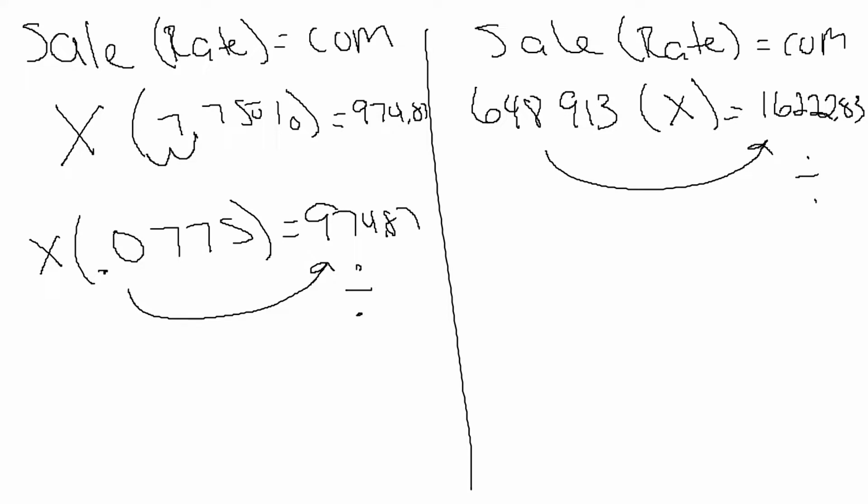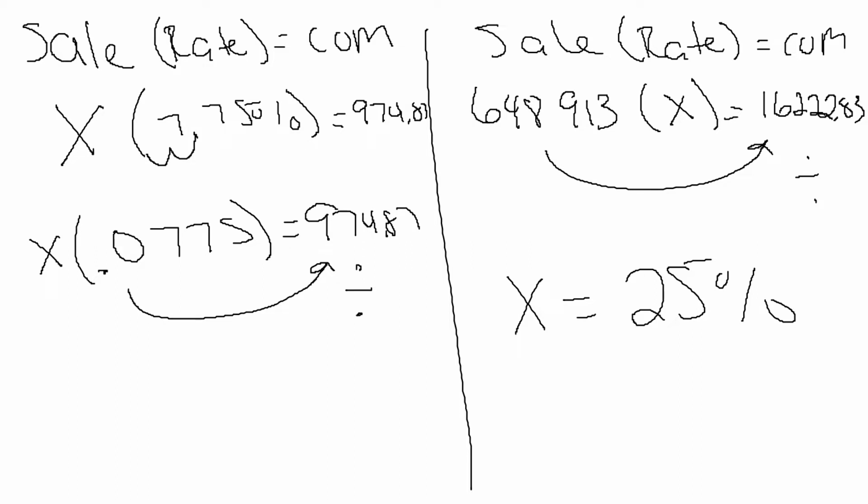Now, let's just work this one. 16,222.83 divided by 648,913 gives me this weird wonky number. And I think it tells me to round rates to the nearest tenth. So in this case, I get 25.000, so that to me is just 25%.